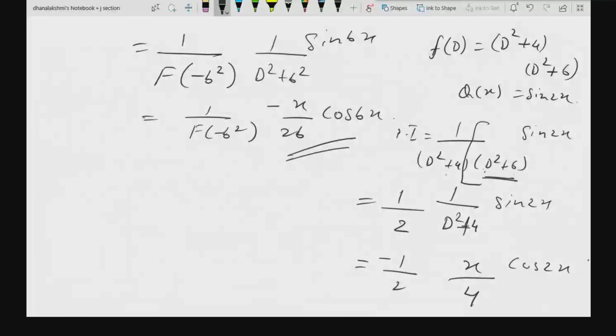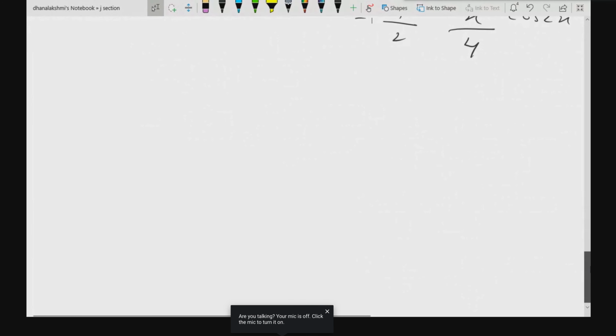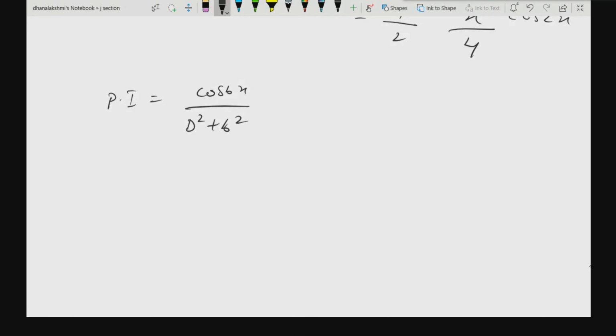Yes, ma'am. So the same logic you have to apply for cos bx also. That means your particular integral can be cos bx by d square plus b square. In that case, if you replace d square with minus b square, it will be 0. Therefore, the solution for this one will be x by 2b into sine bx. This formula is not the same for sine and cos both, remember.